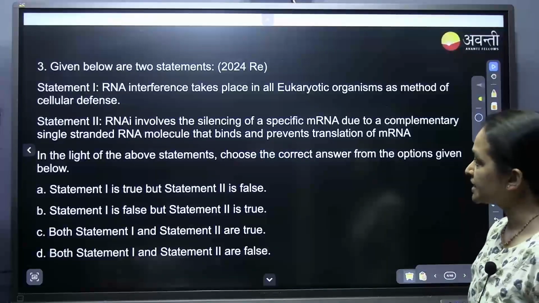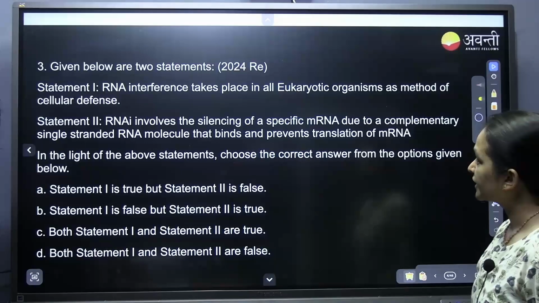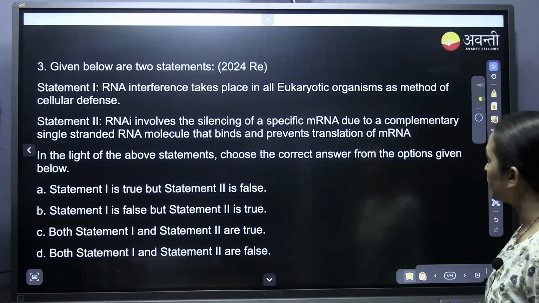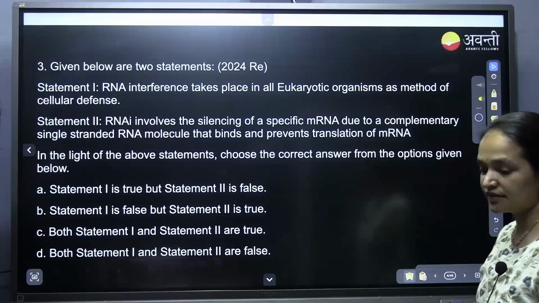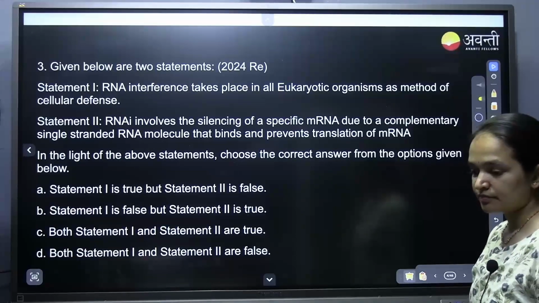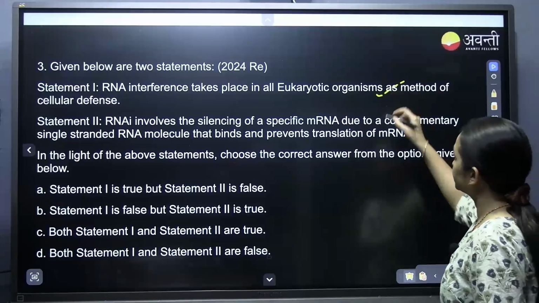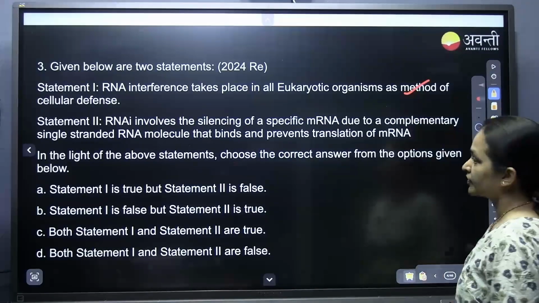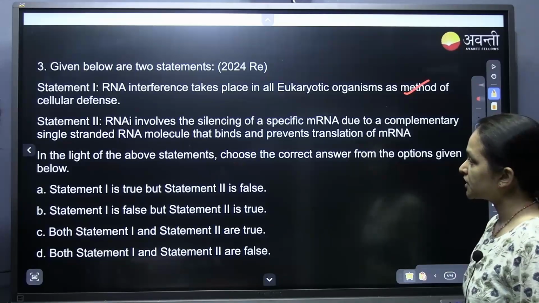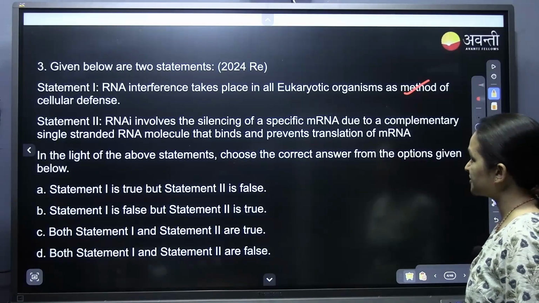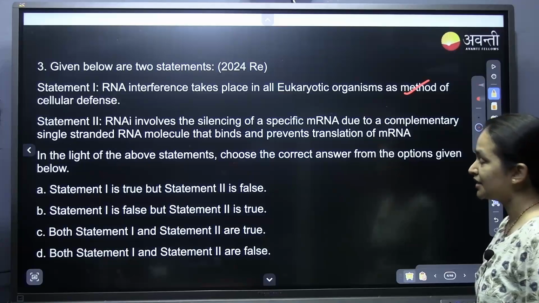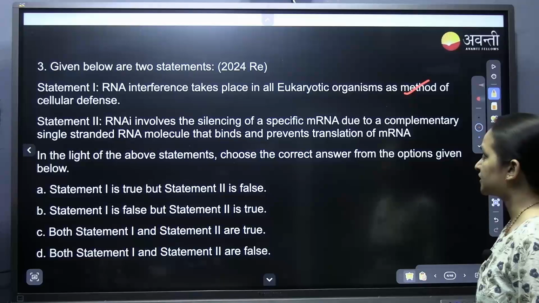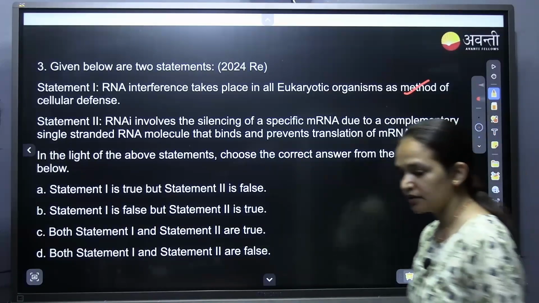Given below are two statements. Statement 1: RNA interference takes place in all eukaryotic organisms as a method of cellular defense. Is it correct? Yes, it is correct. Statement 2: RNA interference involves the silencing of a specific mRNA due to the complementary single-stranded RNA molecule that binds and prevents translation of mRNA.